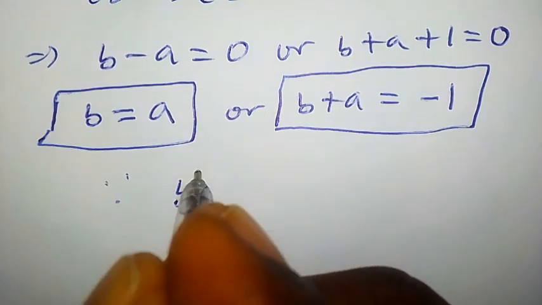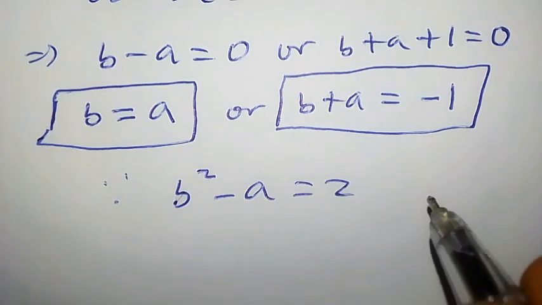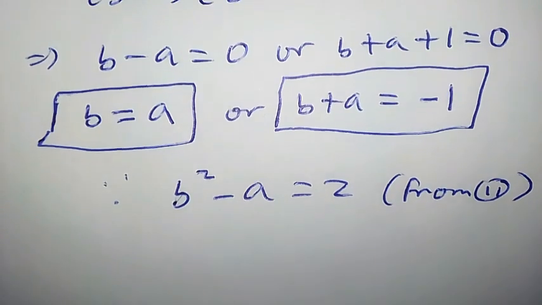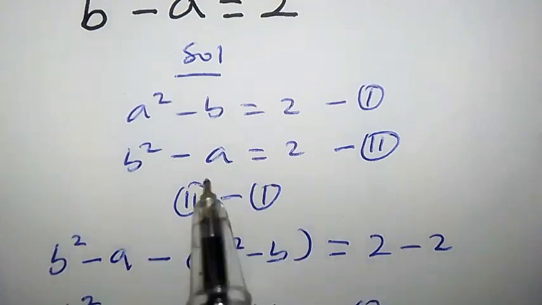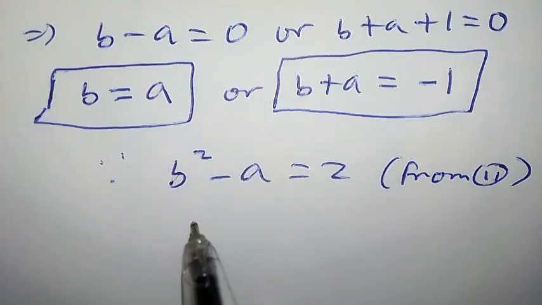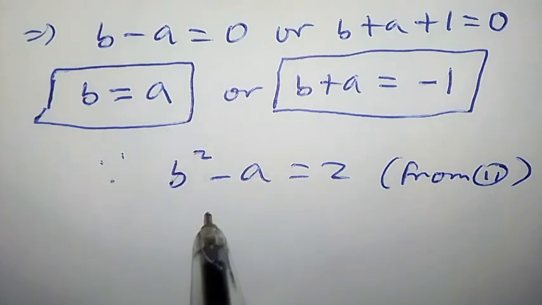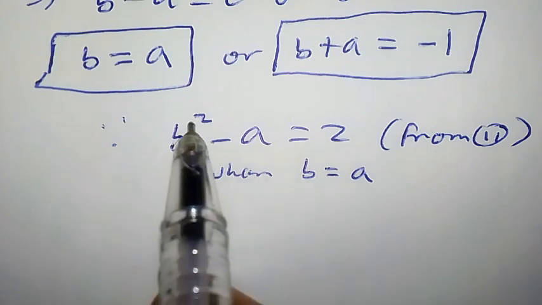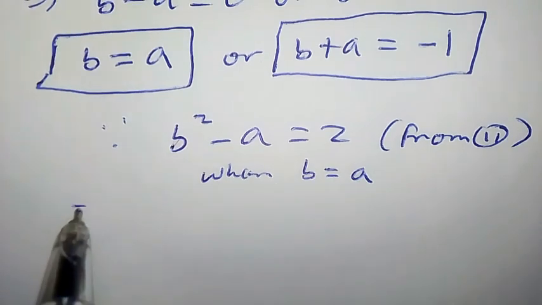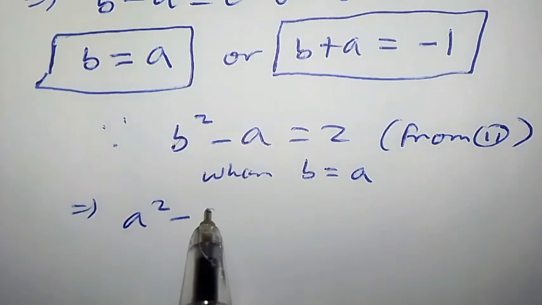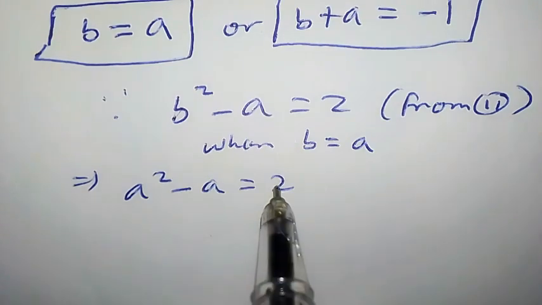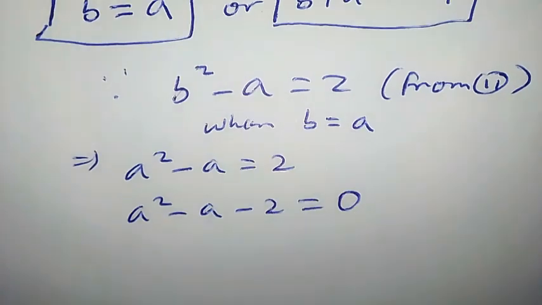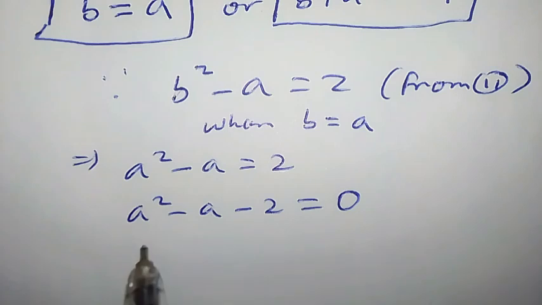Likewise, this also. Let's proceed further. Since b² − a = 2, this comes from the second equation. Let me show you. The next step now is to substitute when b is equal to a. That means anywhere we see b, we will replace it with a. So this implies that a² − a is equal to 2. When this comes to the left side, it becomes a² − a − 2 equal to 0.